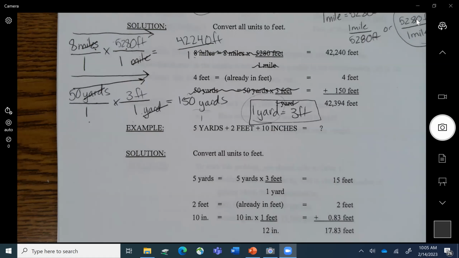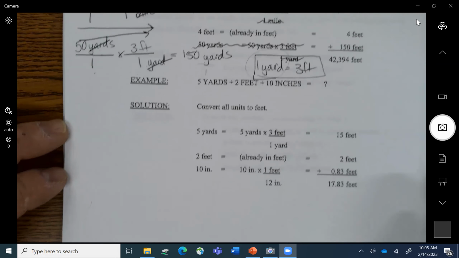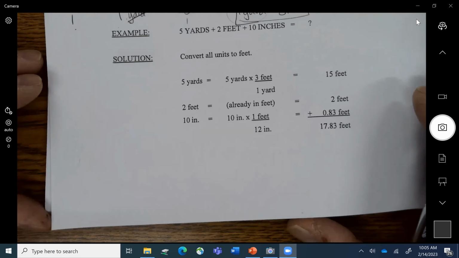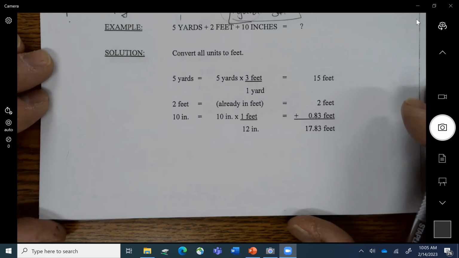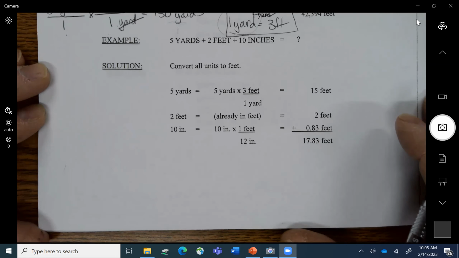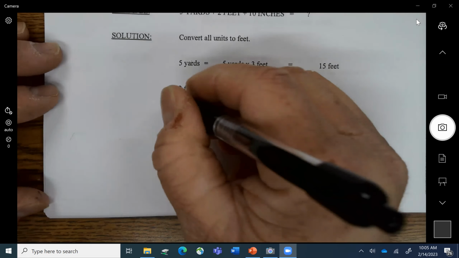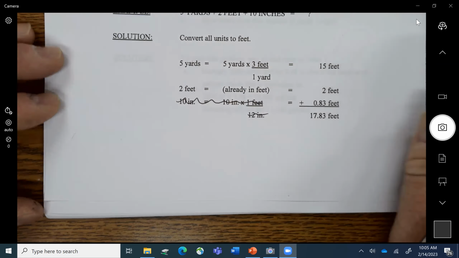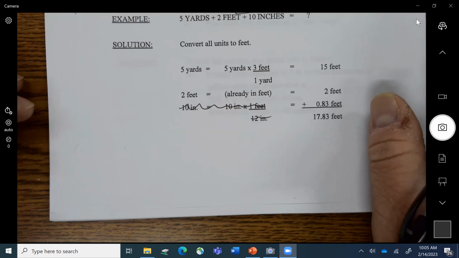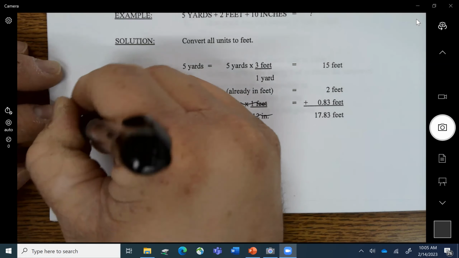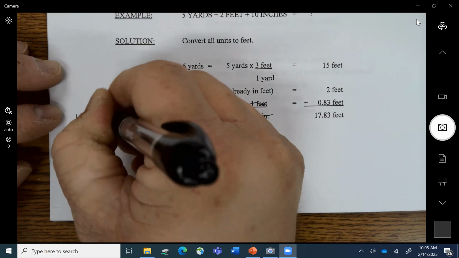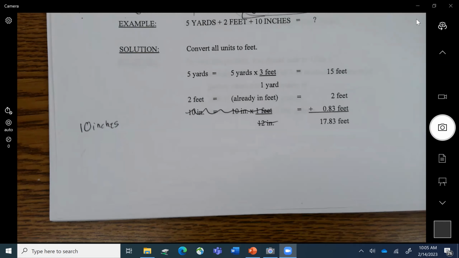All right. Now, the next thing is the next example here. I'm not going to do yards because I just did it. Feet's already in feet, but inches to feet. So I'm going to go ahead and cross this one out because I'm going to do this one anyway. So I'm starting with 10 inches. Do we all agree with that?